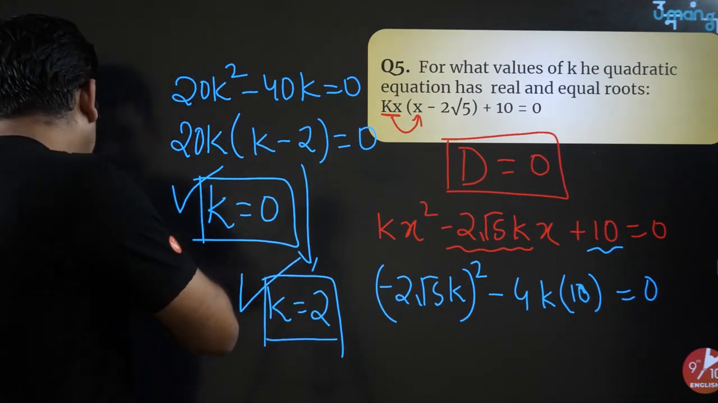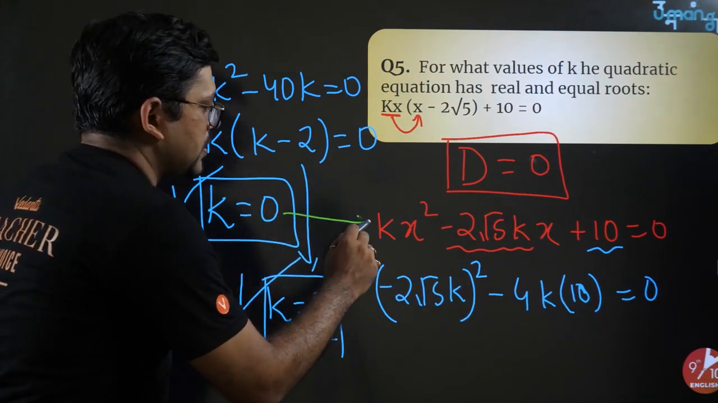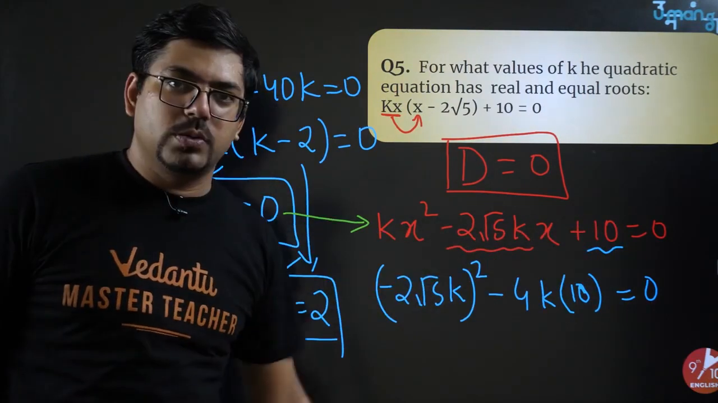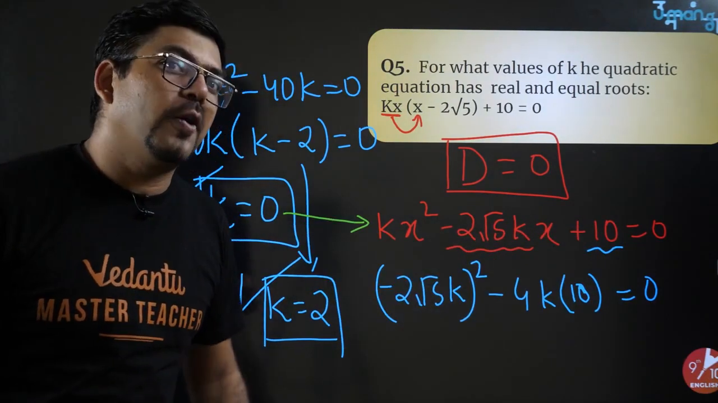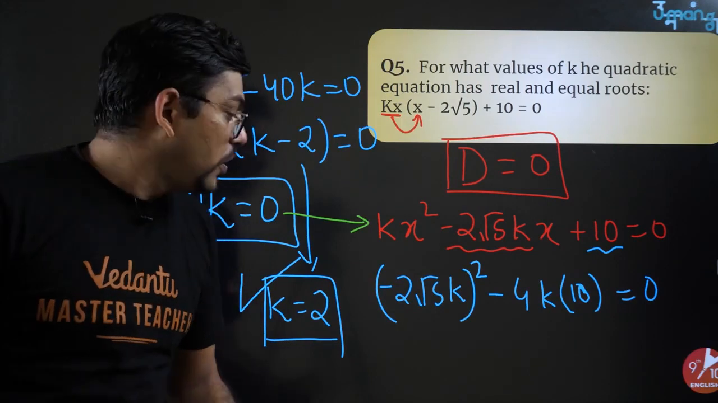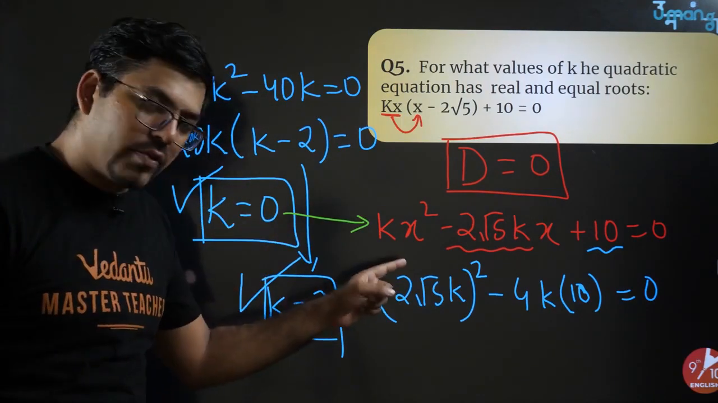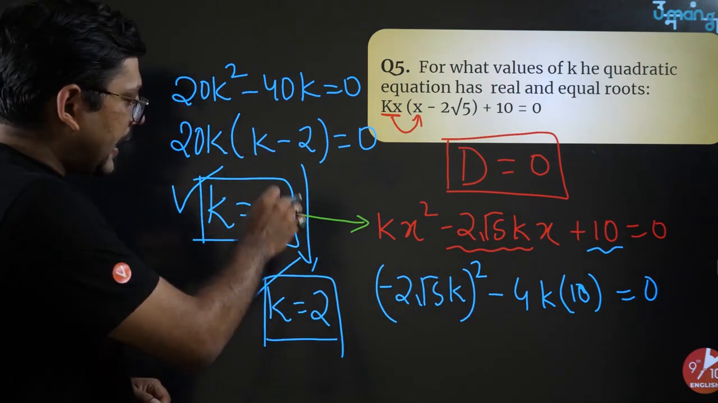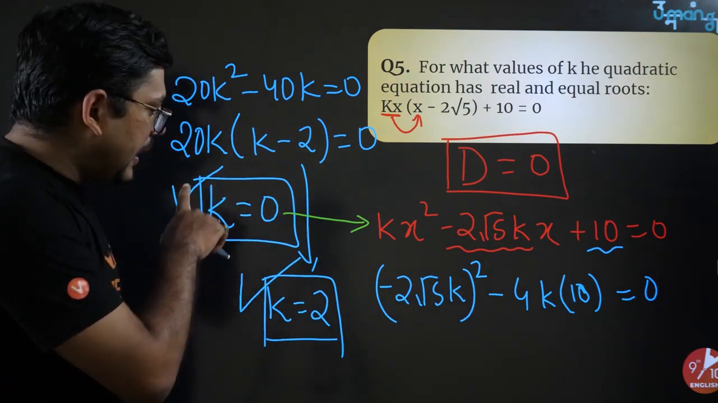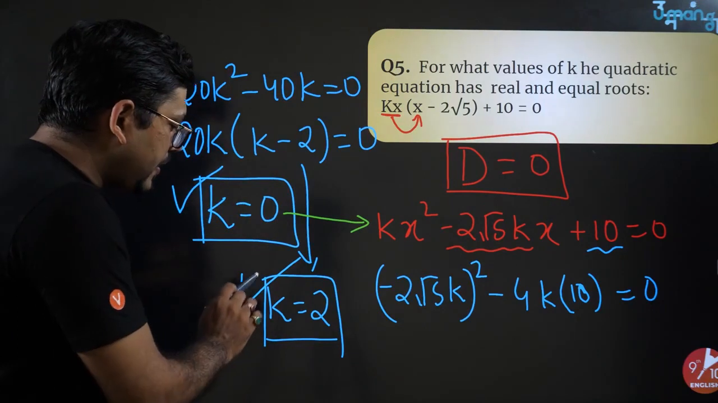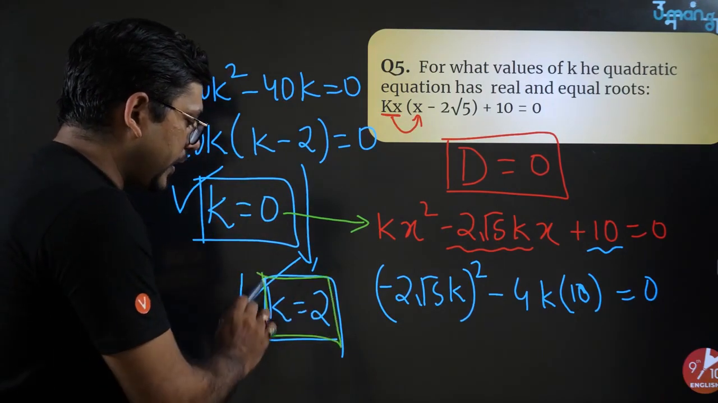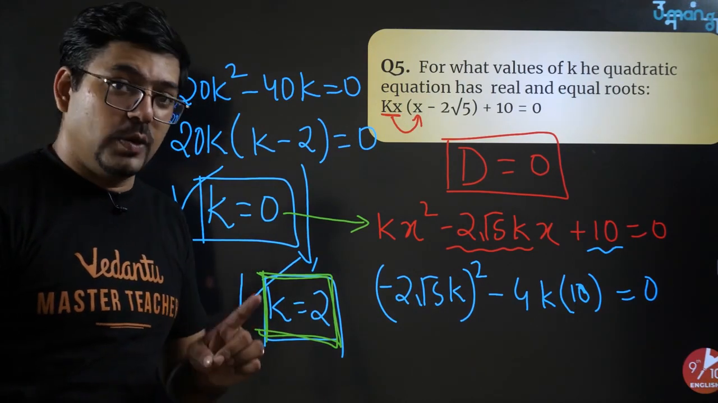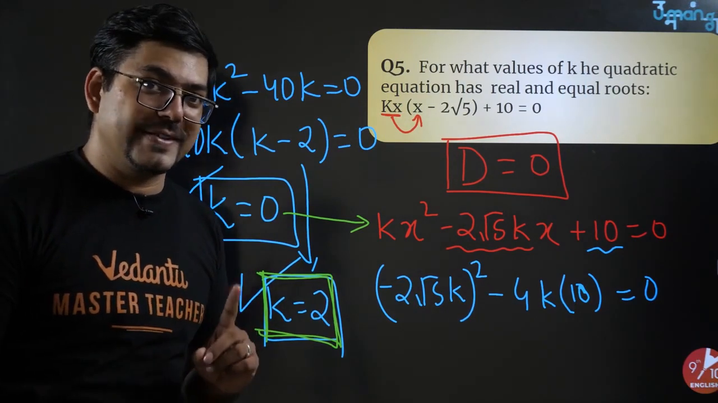Why am I saying that? Because if you put k equals to 0 in this equation, this becomes 0, this becomes 0, 10 equals to 0. Will it satisfy? Obviously no. So k equals to 0, you have got it from here, but that would not be a right answer. So you'll have to write, neglecting k equals to 0, final value is k equals to 2 only, no other value. K equals to 2 is the final answer. And you will have to write it, otherwise you may lose marks.